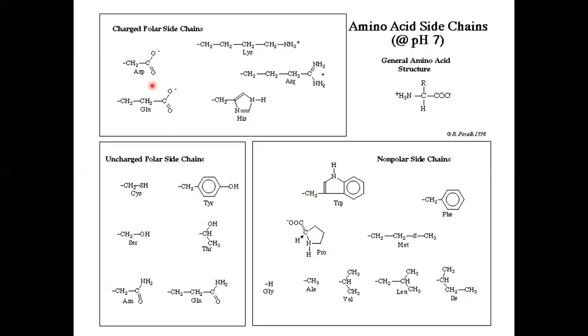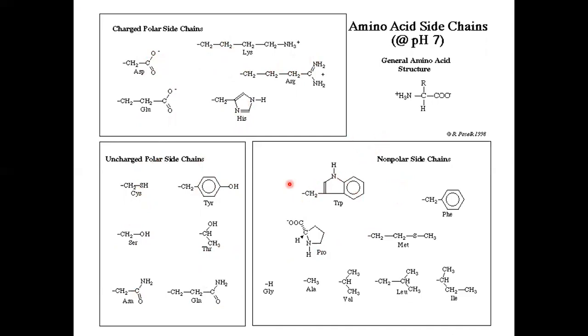Here are examples of charged polar side chains. So you can see those R groups are very variable, right? Some of them are small, long, or ring structures. Uncharged polar side chains include tyrosine, cysteine, serine, threonine. If you've taken biochem or biology majors courses, these should be familiar to you.